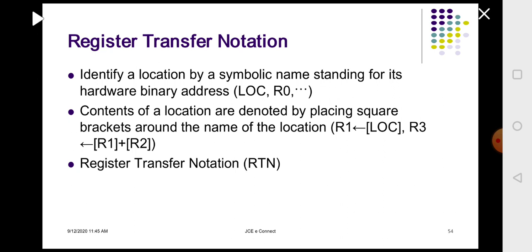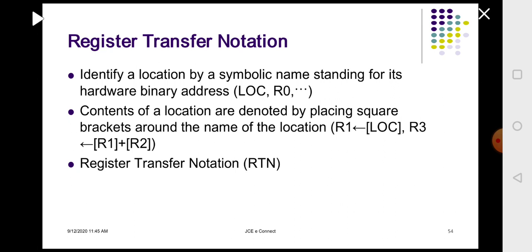Source contents are not modified. The destination contents are changed after the operation. For example, R1 arrow location in the bracket. Here the destination is R1, and the source is the location given in the square bracket. If it is given in a square bracket, it specifies that it is a memory location. So the processor will go to the specific memory location, copy the data from it and store it in R1.